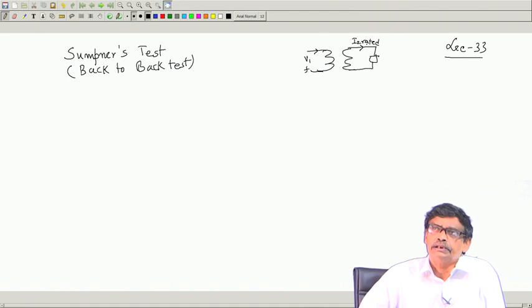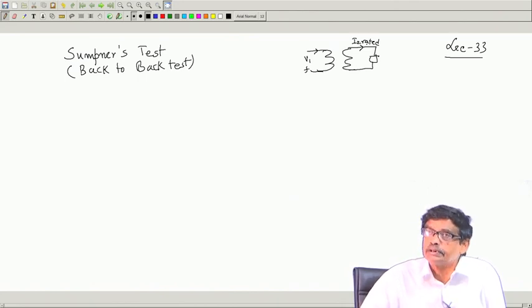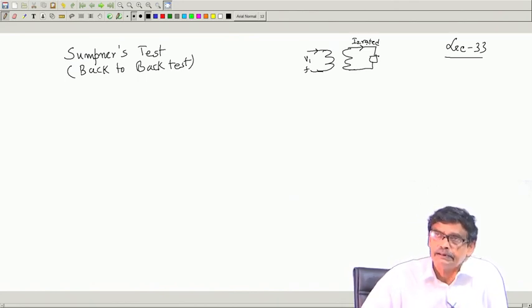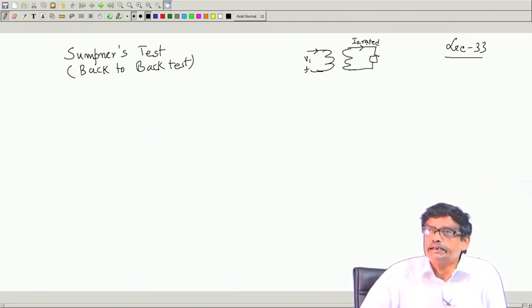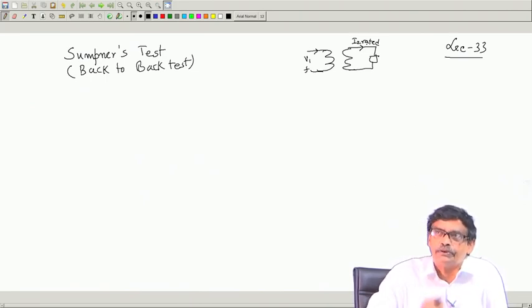Anyway, to have a better idea of the temperature rise of a transformer, one test called the back to back test or Sumpner test is carried out. It was suggested most probably by Sumpner, and it is a very interesting test. Not only is the test interesting, but since you are studying transformers for the first time, it will also enhance your understanding of what we have discussed earlier. That is why I have chosen this topic to be included here.